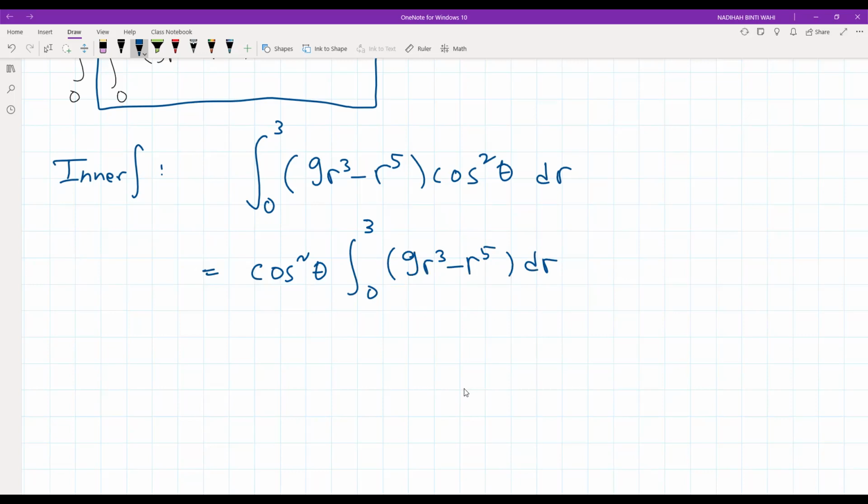Okay, can you solve this? Yes, of course. So that one is just cosine squared theta of 9r to the power of 4 divided by 4 minus r to the power of 6 divided by 6.